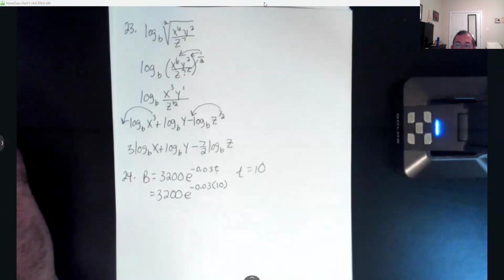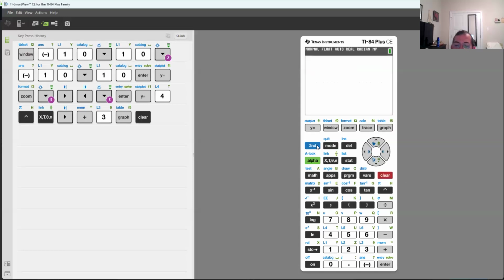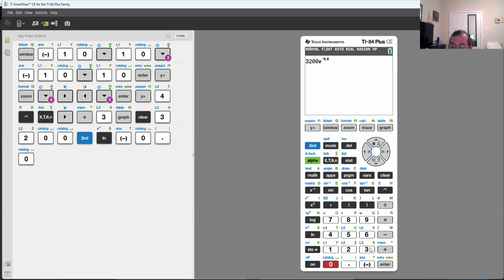So let's see it. A on this one, y'all. So let me go back and catch up. 3,200 e, so second ln, because I want that exponent. Negative 0.03 times 10.